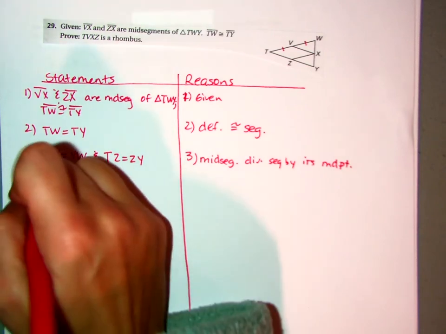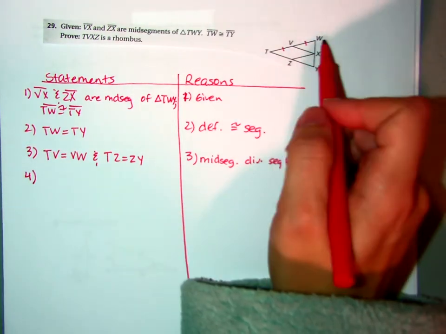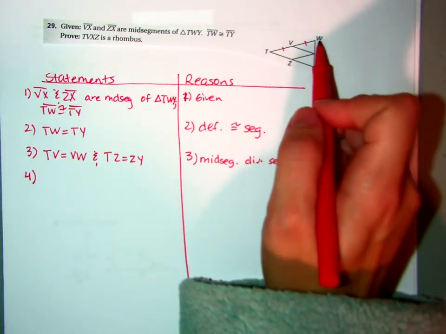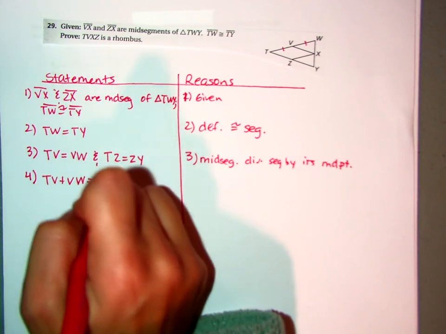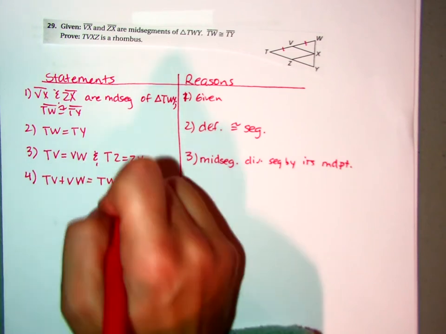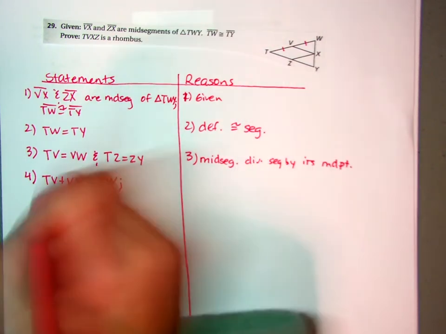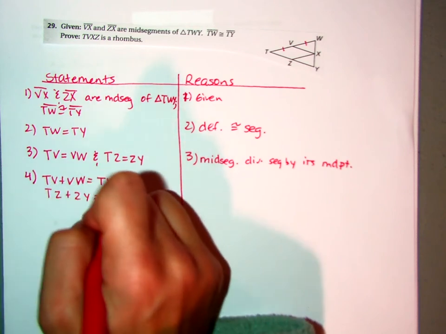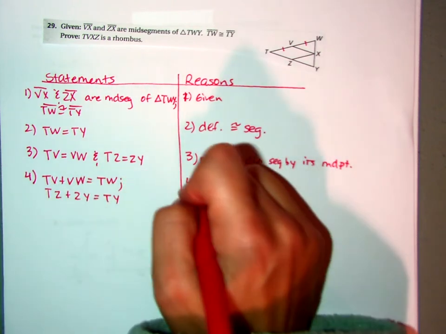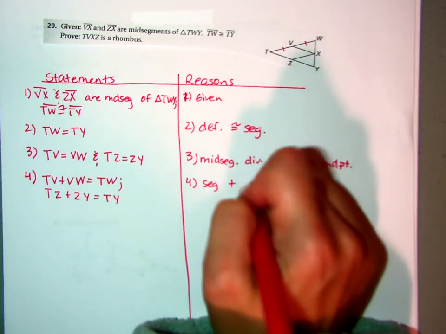Number four, let's go ahead and bring in that segment addition postulate then. This plus this makes the larger TW. So TV plus VW gives me the larger TW. And let's do it for this segment as well. TZ plus ZY is going to give me the larger TY. That is called segment addition postulate.